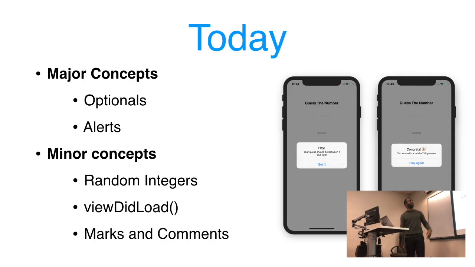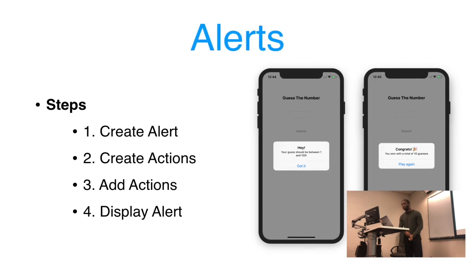So today we're gonna learn about optionals, alerts, how to create random integers, the viewDidLoad method, and marks and comments. With alerts, these are the steps to go through. We're gonna create the alert, and we're gonna create the actions for the alert. These would be the got it and the play again buttons. Then we're gonna add the actions to the alert, and then we're gonna present the alert on the screen. So you'll see soon.